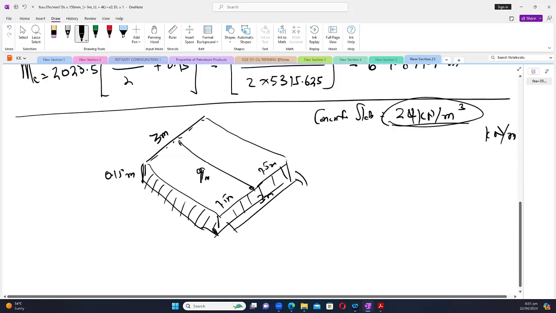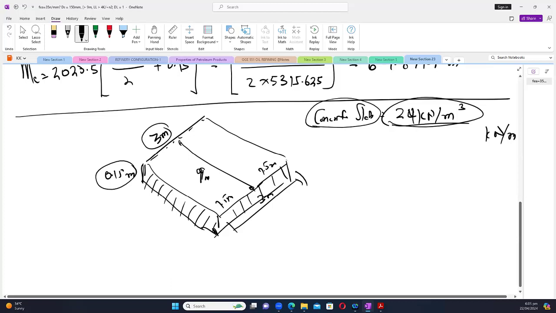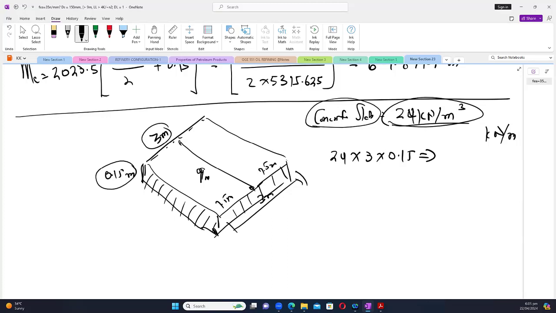So if we want to find the UDL as per the unit weight of the slab, what I said in class is that you pick the dimension that is not along where you want to put your beam. We are putting the load along the 9 meter span, so that it will be a uniformly distributed load on that 9 meter span. So we cannot multiply this 24 by 9 meters. We can only multiply by the remaining distances, which are 3 and 0.15. So the UDL will be 24 times 3 times 0.15. This will now give us a UDL of the self weight of the concrete slab. Quickly, what's the answer? 10.8.